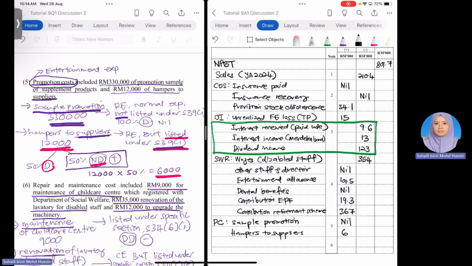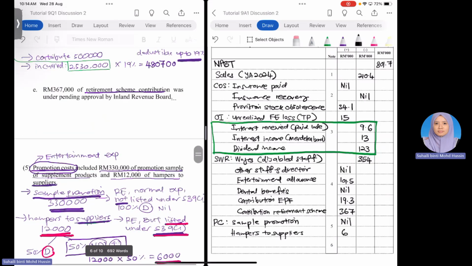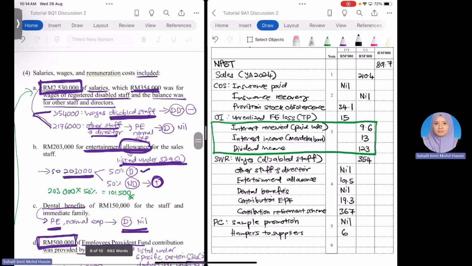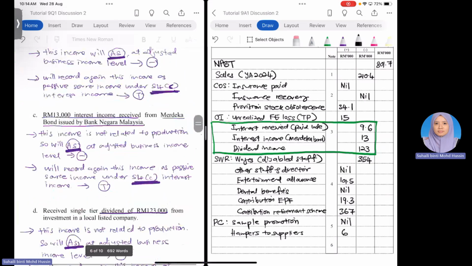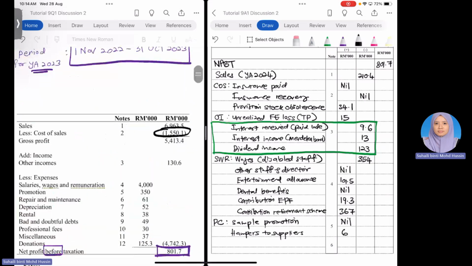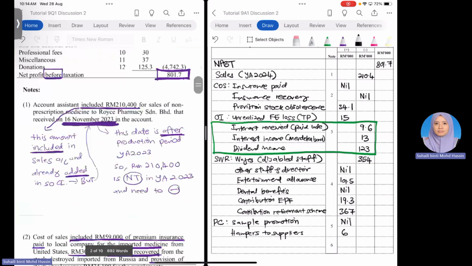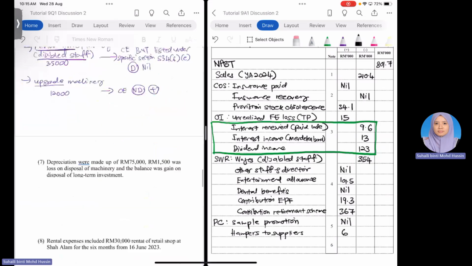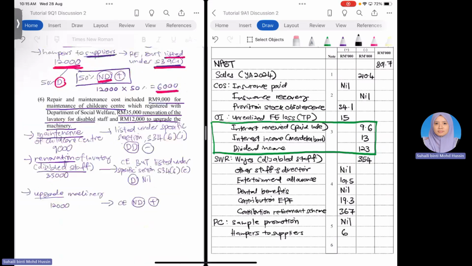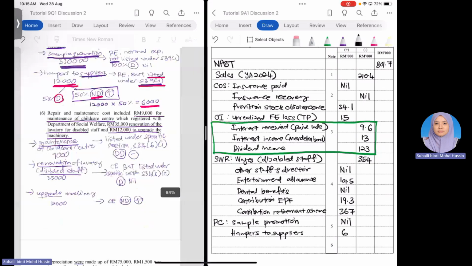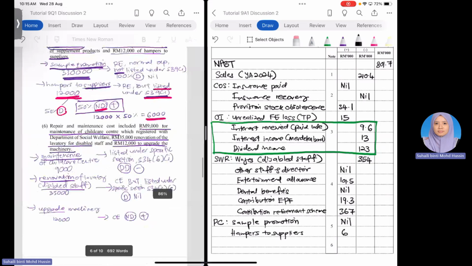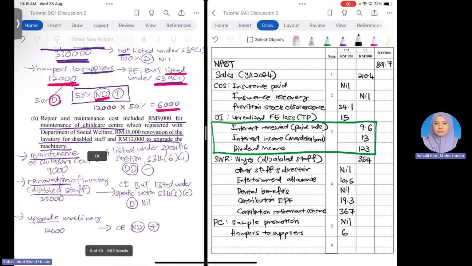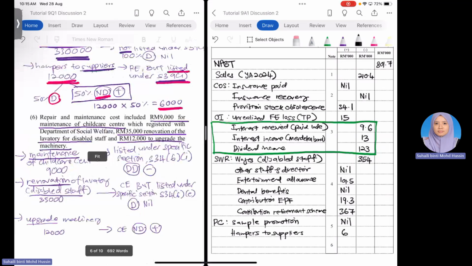Okay, number 5. Number 6, we have repair and maintenance. You already deduct in SOCI in arriving at net profit before taxation, 61,000 ringgit. So we see the detail for number 6. Included in the total of 61,000 ringgit, we have 3 items that the question listed to you. So you have to check one by one for these 3 items listed in number 6 whether you have to make the adjustment or not.